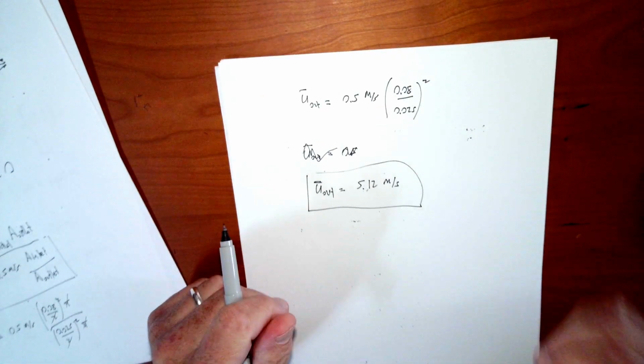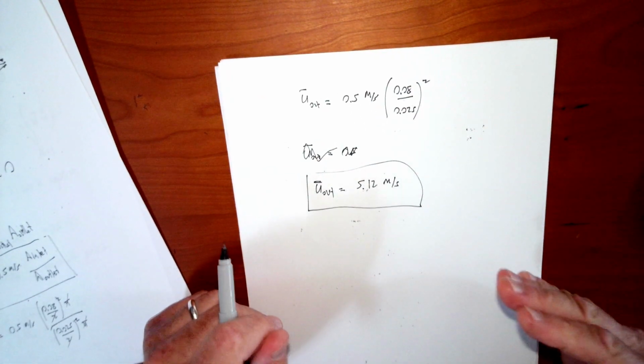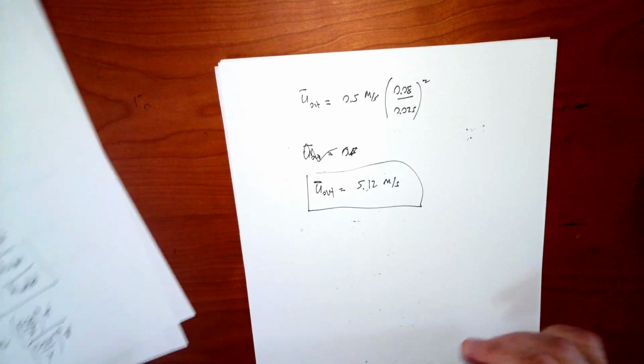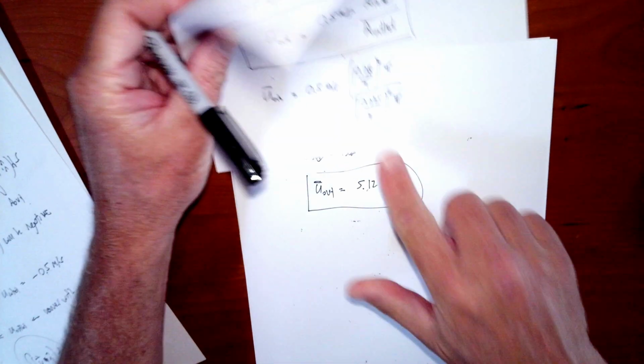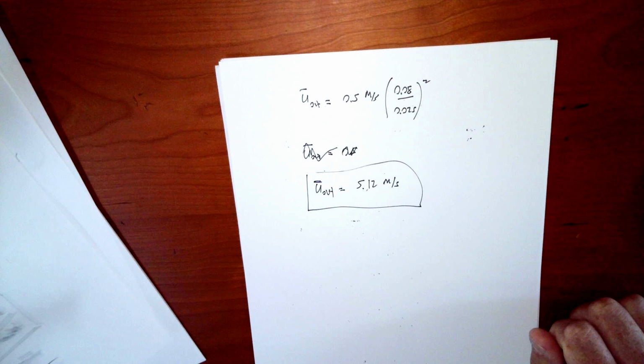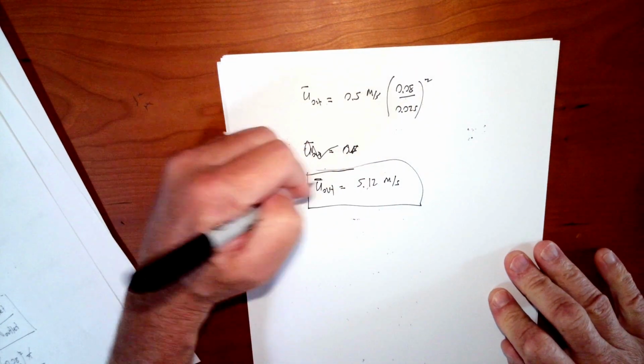So this illustrates both the strength and the weakness of control volume analysis. The strength is it was really simple algebra. In the end, all we had to do was do this silly algebraic equation, get the ratio of the diameters, square it, and multiply it by the inlet velocity. Great, nice result, easy to calculate.